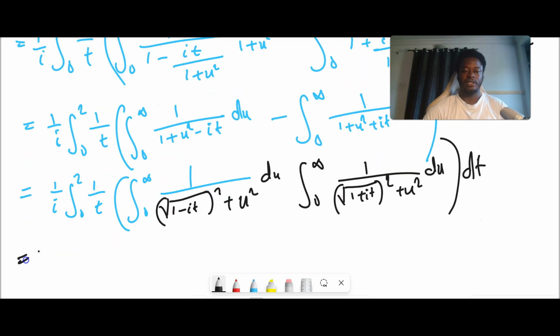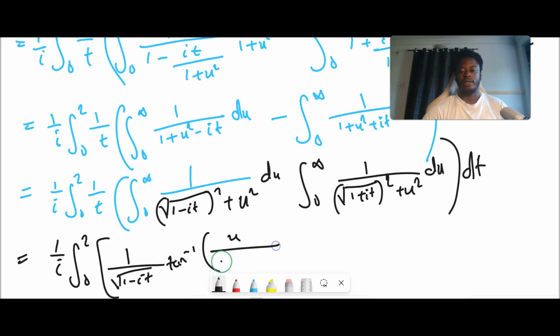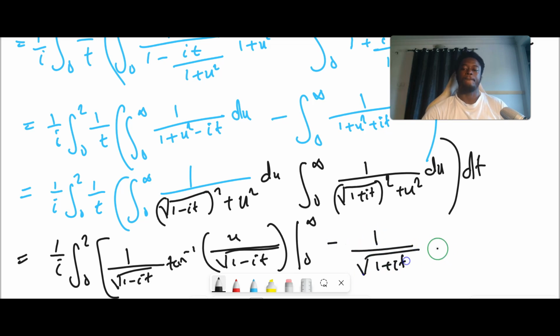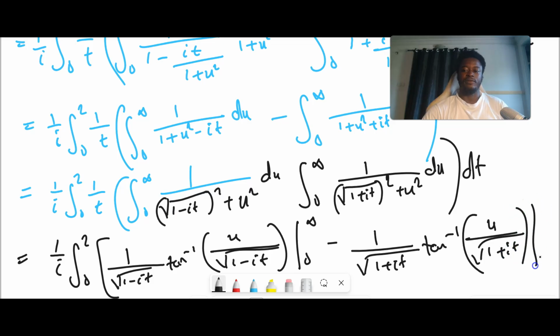Next up, this integral is the same thing as arctan. So you have 1 over i times the integral from 0 to 2. On one part, you have 1 over square root of 1 minus it times the tan inverse of u, all divided by square root of 1 minus it, from 0 to infinity, minus 1 over square root of 1 plus it times the tan inverse of u divided by square root of 1 plus it, from 0 to infinity, and then you have the dt.